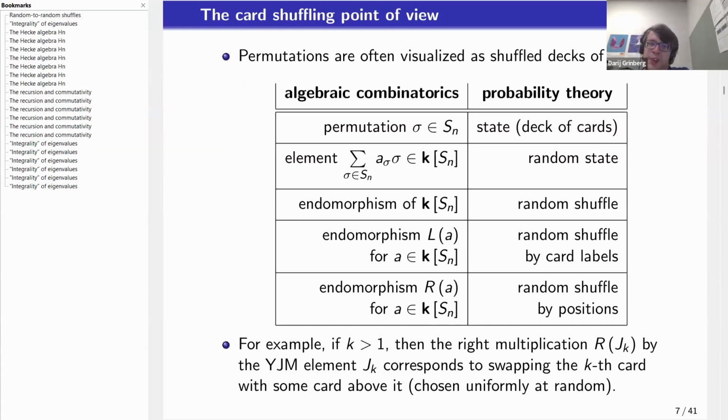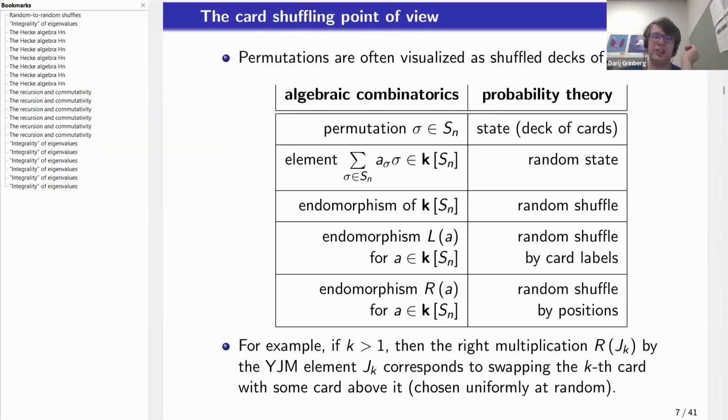Well, many meanings, but one of them is probabilistic. You can think of them as random shuffles of decks of cards. In fact, a permutation can be viewed as a deck of cards, and an element of the group algebra is a linear combination of permutations. So you can view it as a random state, where every state sigma appears with probability a_sigma. Of course, you have to normalize the a_sigmas to sum to 1. You have to make sure that they're non-negative, unless you like negative probabilities.